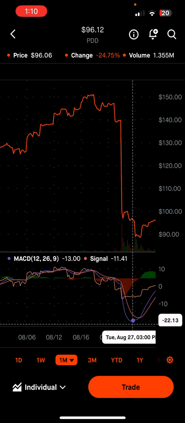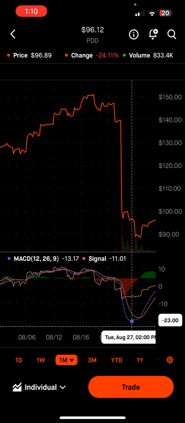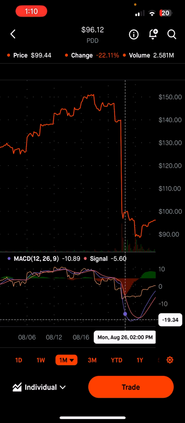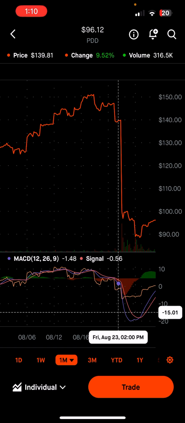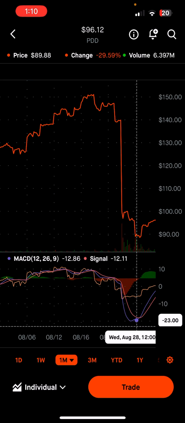So when the line is above the purple, or if the purple is below or crosses below the orange, it's a good time to sell. And when it crosses above, it's a good time to buy. So this is for catching trends early.